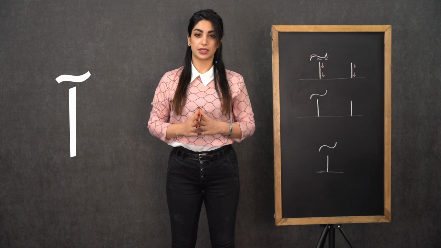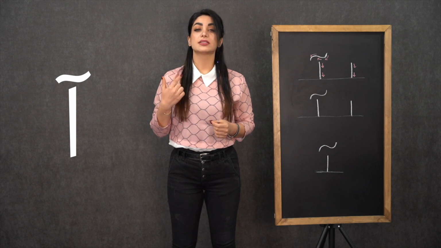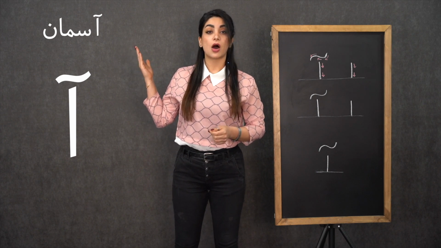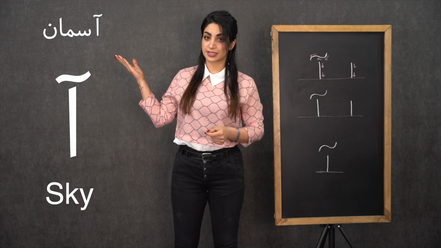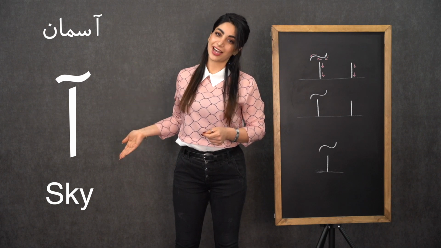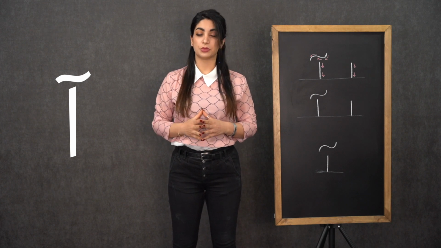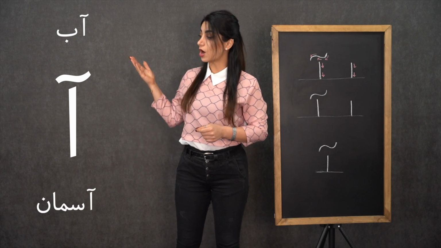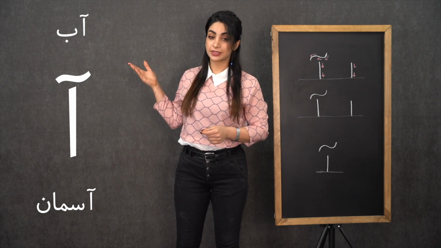What about the other one? Aseman. Aseman means sky in English. Aseman, sky. So right now we know two words in Persian. Ab, aseman. Water, sky.